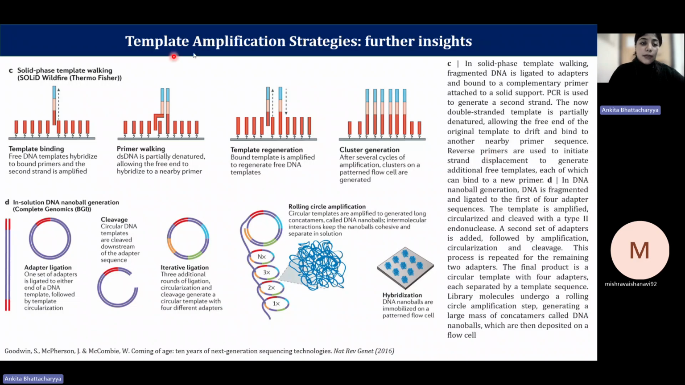Like we had previously mentioned, Illumina strategy uses the SBS method, which is the sequencing by synthesis method.